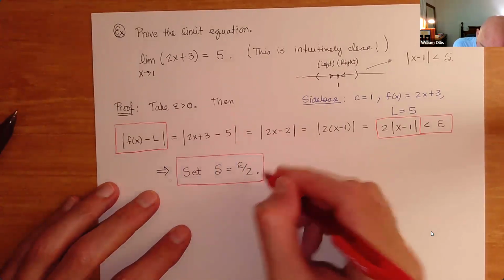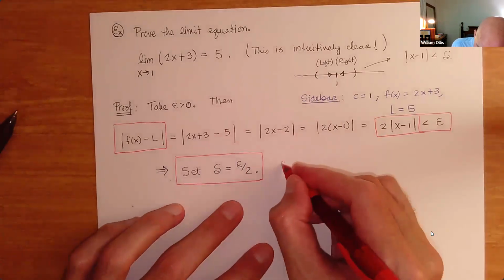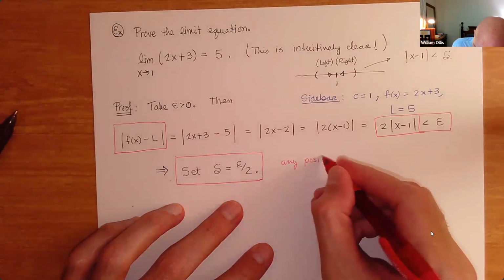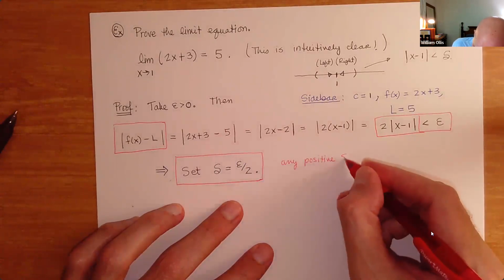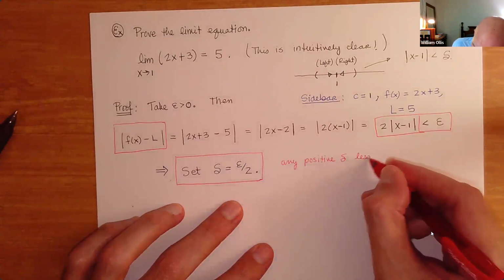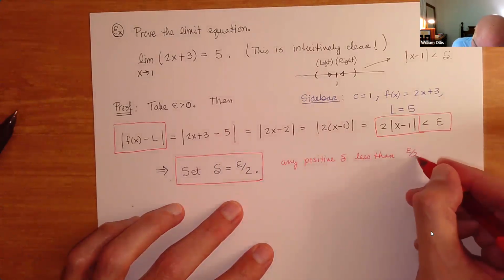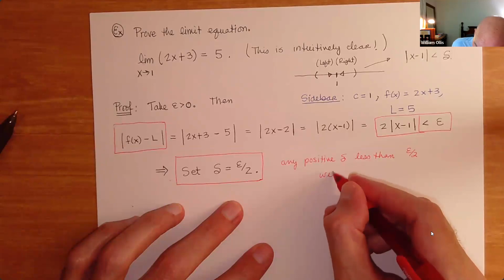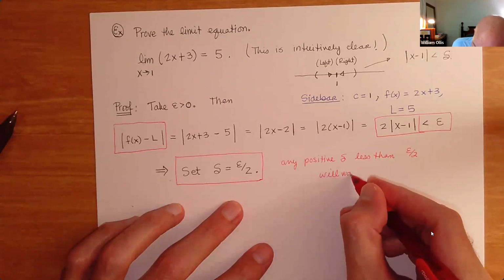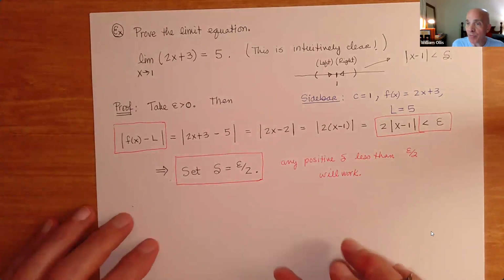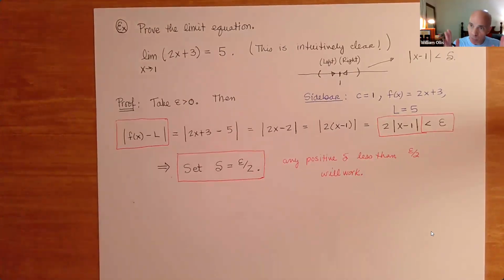Just remember, any positive delta less than epsilon over 2 will work. So you can always refine it. You just don't want to get any bigger. That's not going to work. But refining it will always be the case.